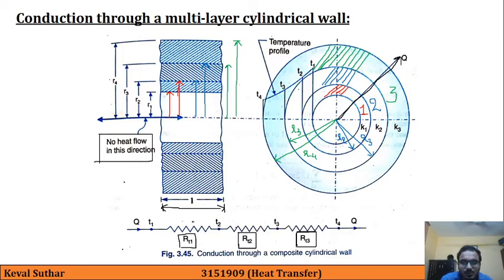Okay, so here this is the equivalent thermal circuit which is shown over here, and temperatures are also shown: T1, T2, T3, T4. So the internal temperature is T1, which is highest. Then as we move to the outer side, it becomes lesser, that is T1 to T4. So this is the explanation of this figure for a multi-layer cylindrical wall. So you should draw this in your notebook right now.